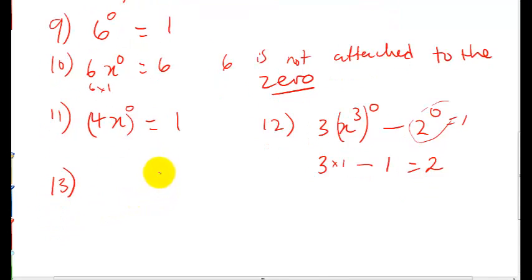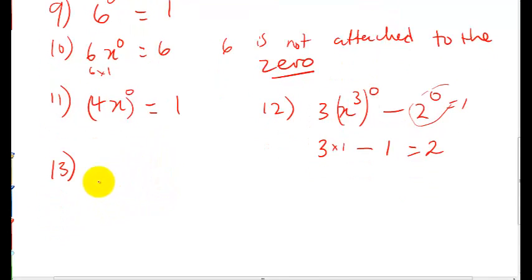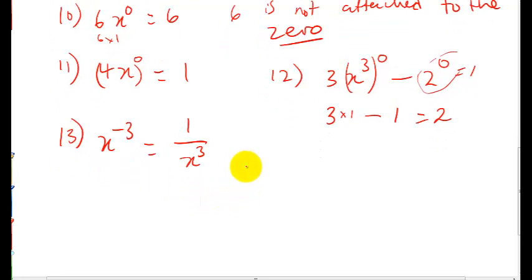Number 13. Let's go with now negative indices. So x to the power of minus 3 equals, as we said, a negative fraction, and then 1 over x cubed. Negative fraction, 1 over x cubed. Perfect.